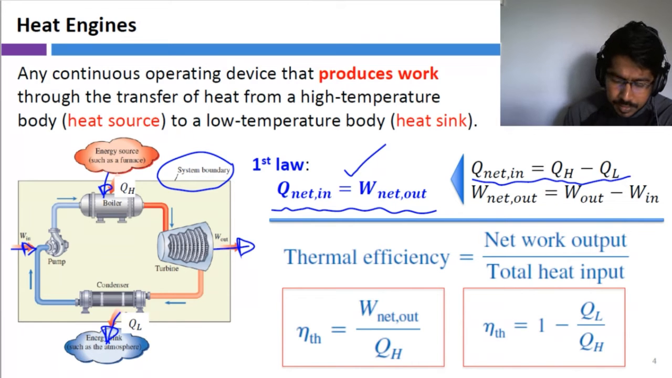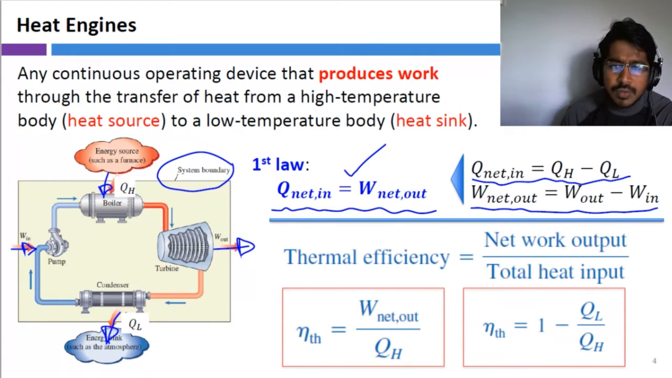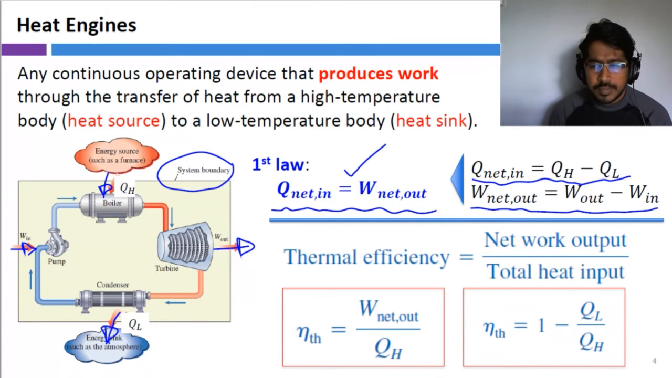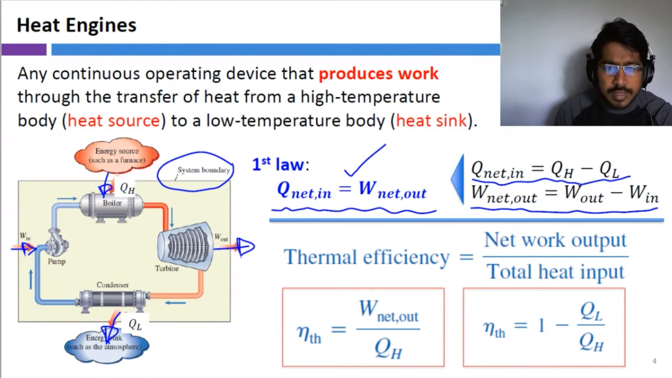And then similarly, W net out. We can say that work done by the system is W out, and work input to the system is added as a minus component, or like we subtract the number, right? This way we make sure that our first law components are quantified, right?